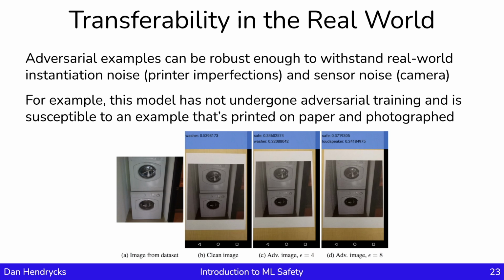So for instance, here we have a washer in the picture below, and when it's a clean image, the model gets the classification correct. However, when we add some adversarial noise, it incorrectly classifies it as a safe. And when we increase the adversarial noise, even though it's still fairly subtle to the human eye, the model thinks that it's a safe, and as the second most likely class, it thinks it's a loudspeaker. So this demonstrates that adversarial examples don't just rely on extremely precise small changes that break the moment there's a little bit of noise. They can be somewhat more robust to noise, including real-world noise.